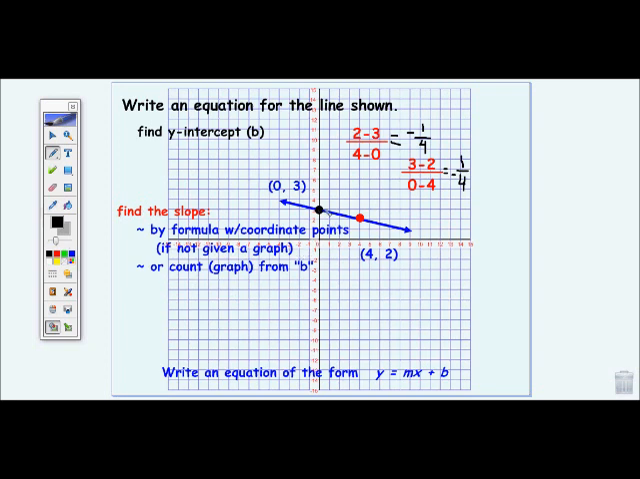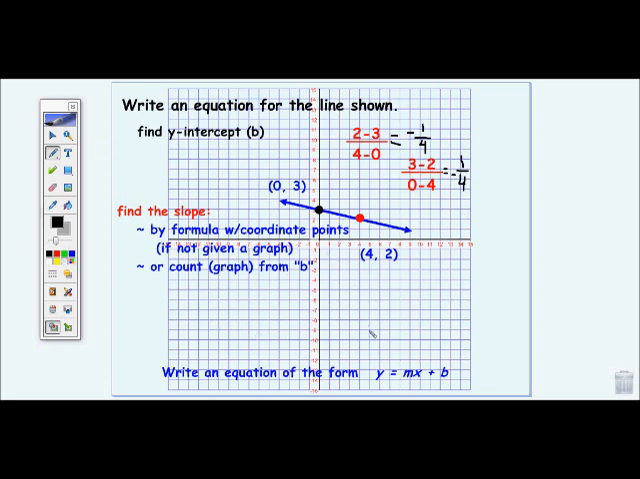Another way we can figure that is if they do not give us an extra point, we can go from our y-intercept and we could count to go to the next point. So I could go down 1, that's my rise, that's a negative 1, and I run over 4, still giving me the slope of negative 1/4.